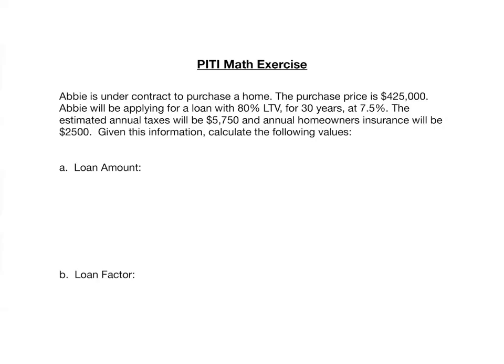So we got our problem here. Abby is under contract to purchase a home. The purchase price is $425,000. Abby will be applying for a loan with 80% LTV for 30 years at 7.5%. The estimated annual taxes will be $5,750, and the annual homeowner's insurance will be $2,500. Given this information, calculate the following values.